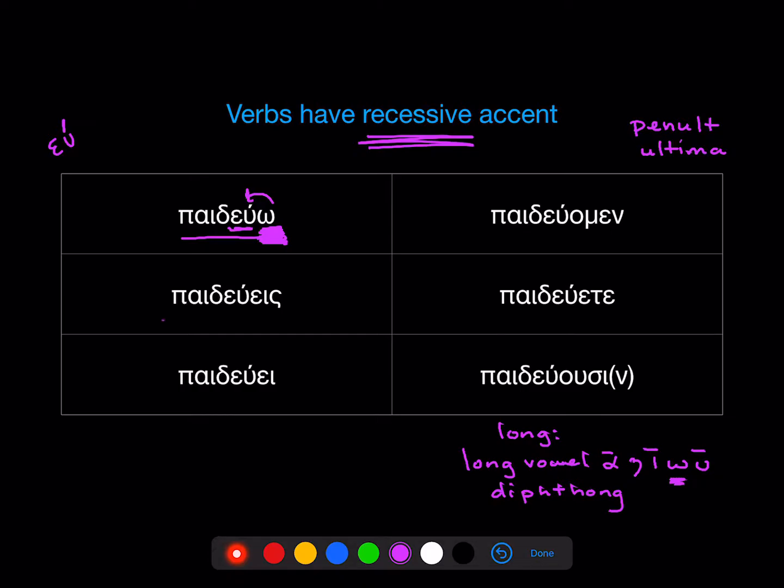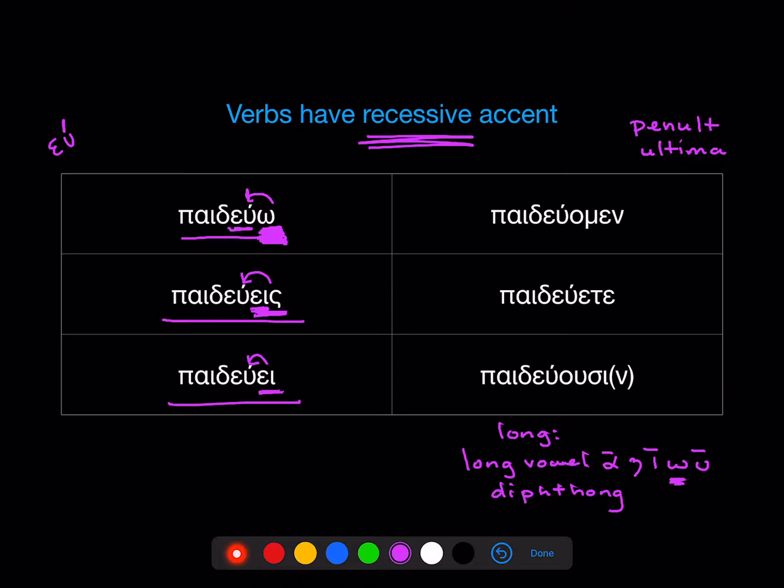So let's look at the next form. Paideis, you are teaching or you teach. Look at that last syllable. Eis. Well, look, it's got a diphthong in it. So that's a long syllable too. So again, the accent's only going to go back to the penult. Same for paidei, he is teaching or he teaches. There's the ultima, ei, that's a diphthong. So it's going to go back to the penult.